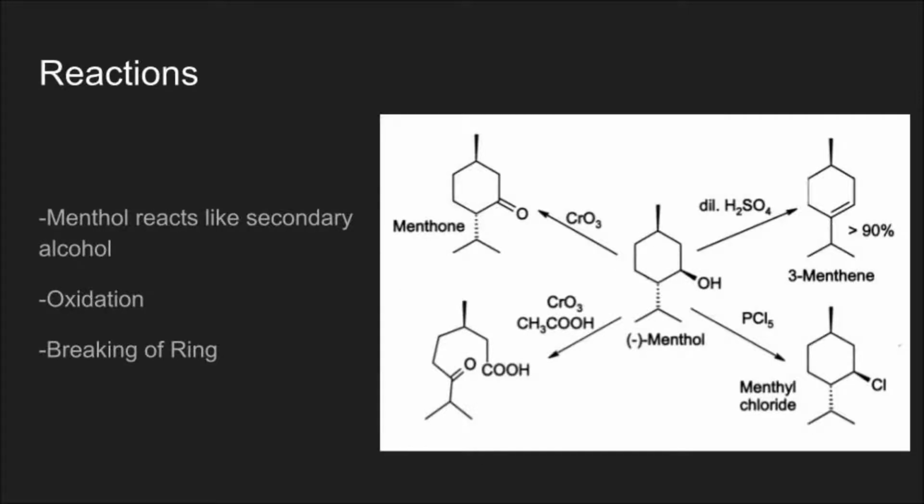Menthol reacts in many ways like a normal secondary alcohol would. It is oxidized to menthone by oxidizing agents such as chromic acid. Although, under some conditions, the oxidation can go even further and break open the ring. Menthol is also easily dehydrated to give mainly 3-menthene by the action of 2% sulfuric acid. We can also see that PCl5 gives us menthyl chloride when reacted with menthol.